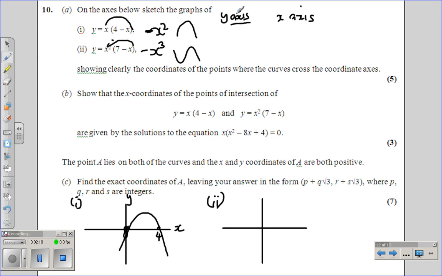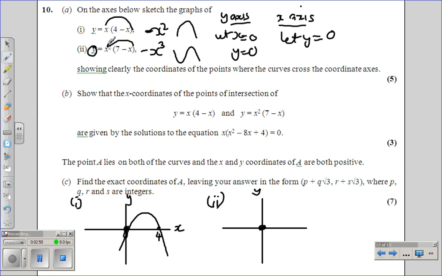If you want to find out where it cuts the y-axis, we let x equal 0, just like before. If x is 0, we get 0 squared, which is 0, multiplied by 7, which is still 0. So this graph cuts the y-axis at 0. And we'll see where it cuts the x-axis by letting y equal 0. Right, if you're letting y equal 0, you're just solving this equation. So when you're solving this equation, when does it equal 0?